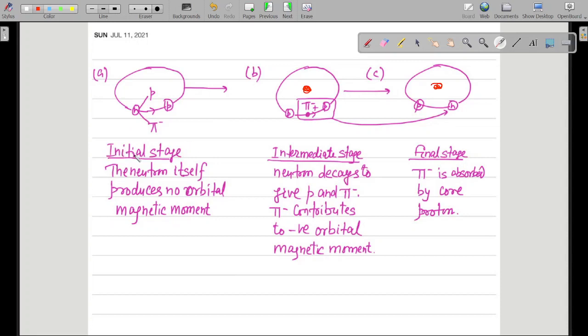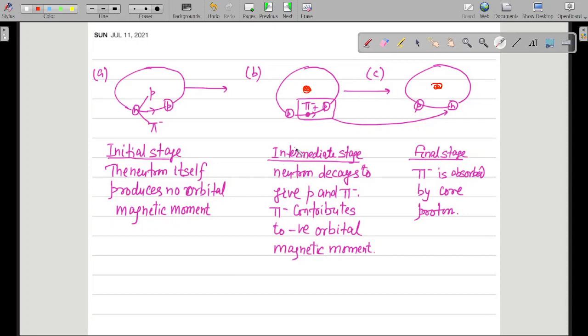So in the initial stage, the neutron itself produces no orbital magnetic moment. In the initial stage, the neutron was revolving like this around the center of the nucleus, so in the initial state, the neutron itself produces no orbital magnetic moment.